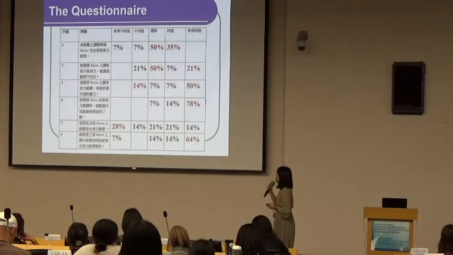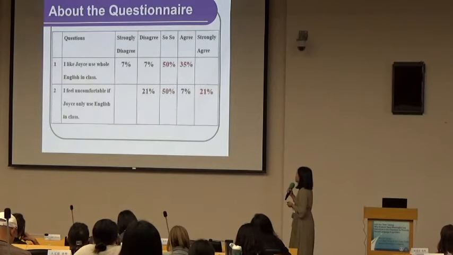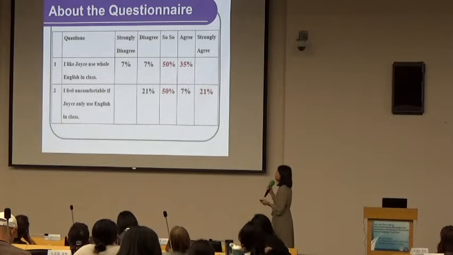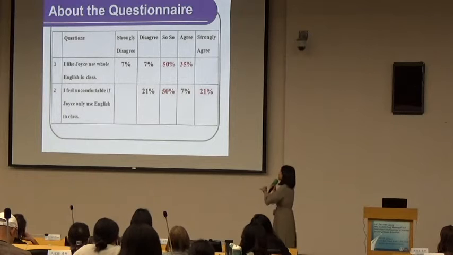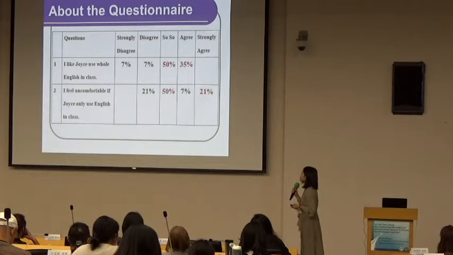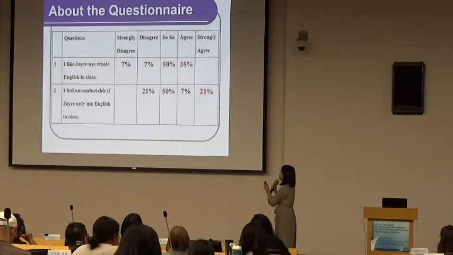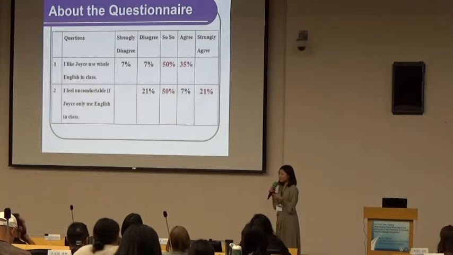So here is a questionnaire, and let's move to the first and second questions. The first question: I like Joyce using whole English in class. It goes like 50 and agree 35. And I feel uncomfortable if Joyce only uses English in class, and it goes like 21% strongly agree.